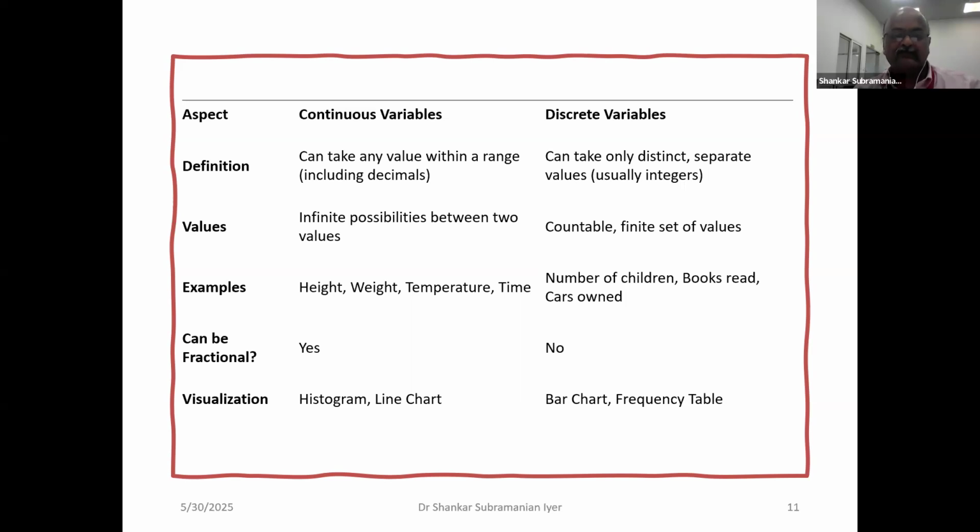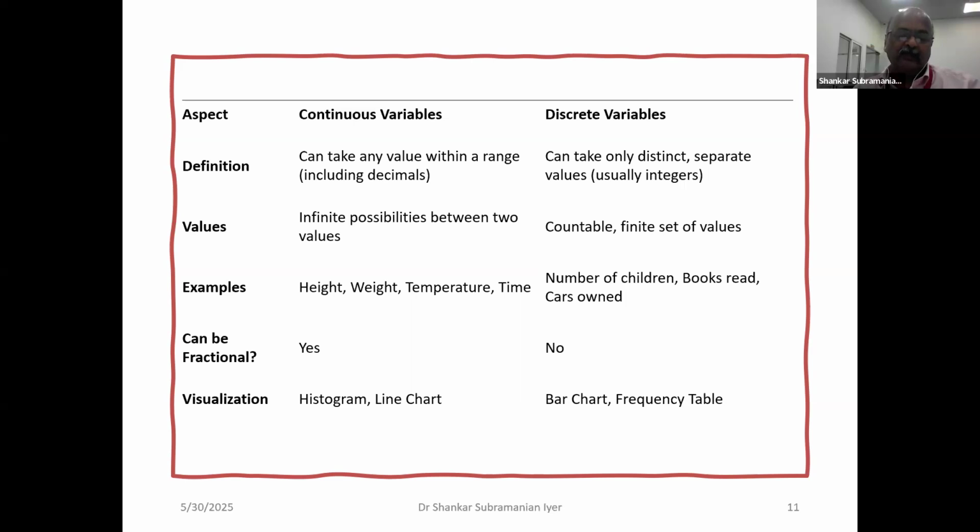In terms of values, continuous has infinite possibilities between two values. Discrete is a countable, finite set of values, like number of people, count of people, and so on. Examples of continuous are height, weight, temperature, and time. In discrete, you have number of children, books read, cars owned, and so on.